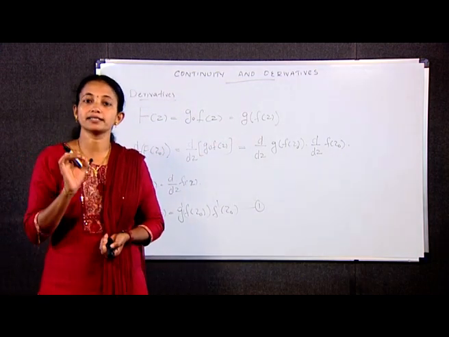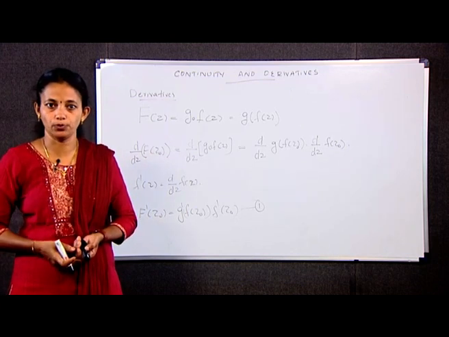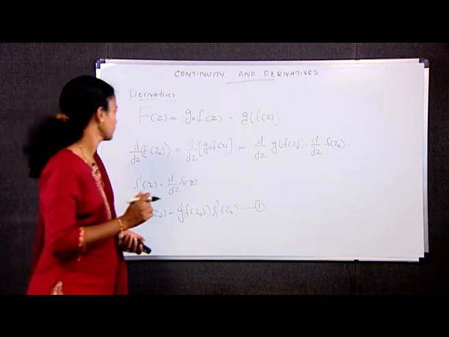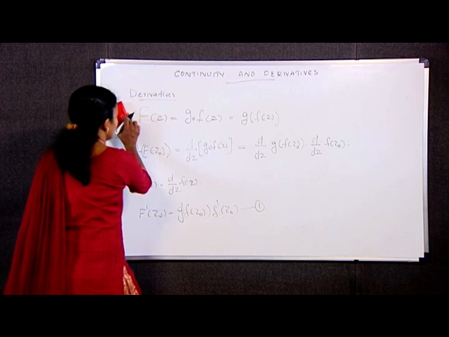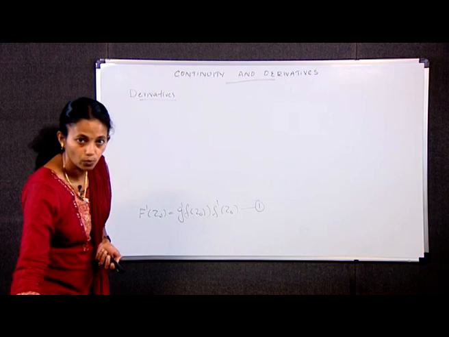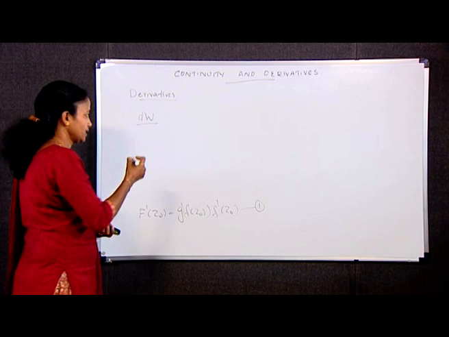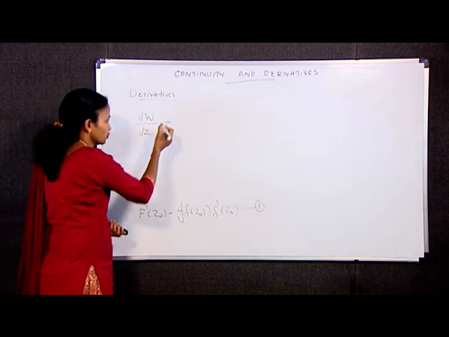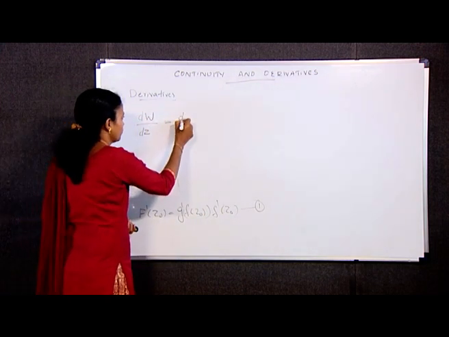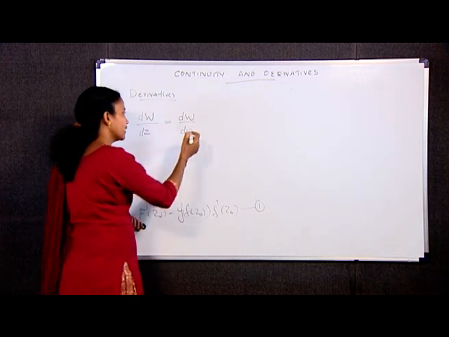Also, if we let w is equal to f of z and capital W is equal to g of w, then at the point z, this chain rule 1 becomes dW by dz is equal to dW by dw into dw by dz.